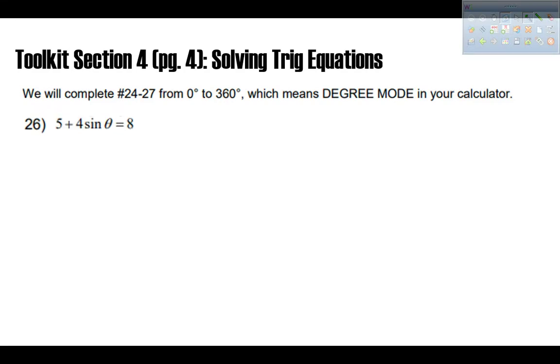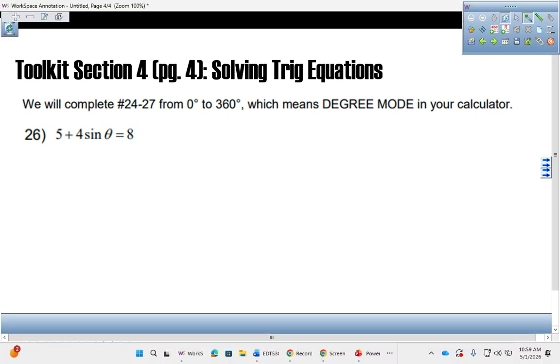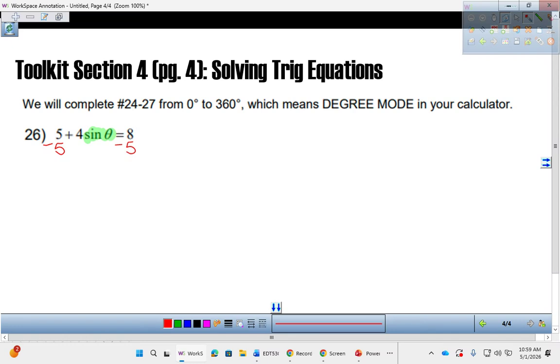All right, let's look at this one. The math of it is a little bit trickier, but the idea of it is the same. I'm trying to get this by itself. What do you think I do first? Subtract 5. So I'm going to subtract 5 from both sides. I'll have 4 sine theta equals 3. And then I'll divide by 4. Sine of theta equals 3/4.